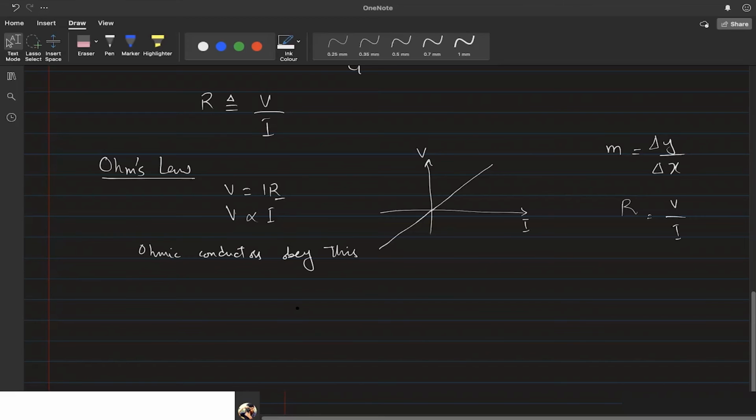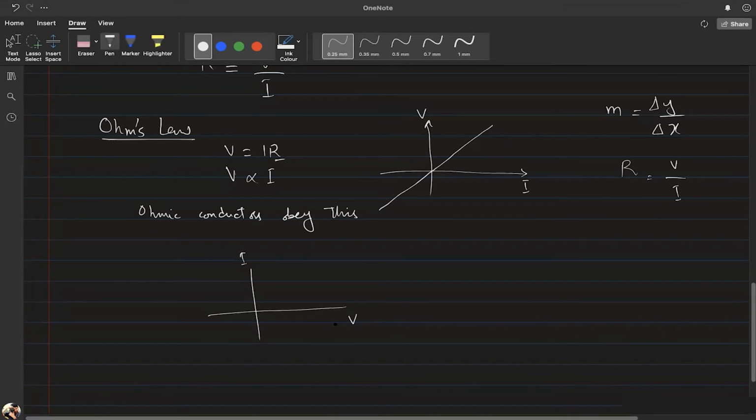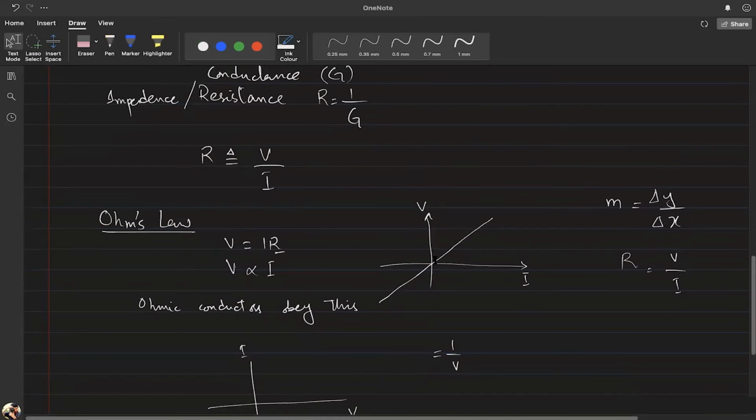In fact, we take what we call an IV curve, okay? And for an IV curve, we make the opposite graph. We will put current here and voltage here. Now what will the gradient be? I over V. So what do you think that is? What would I over V be?